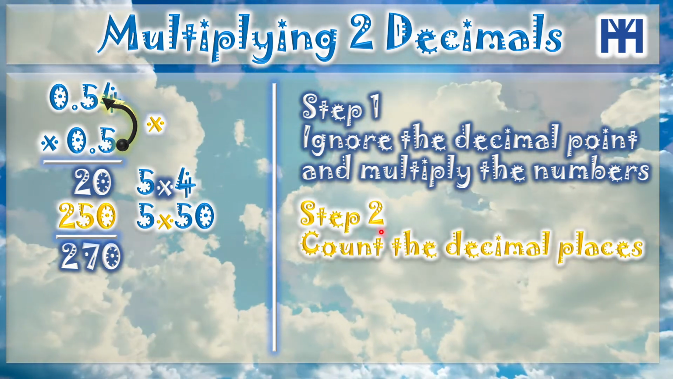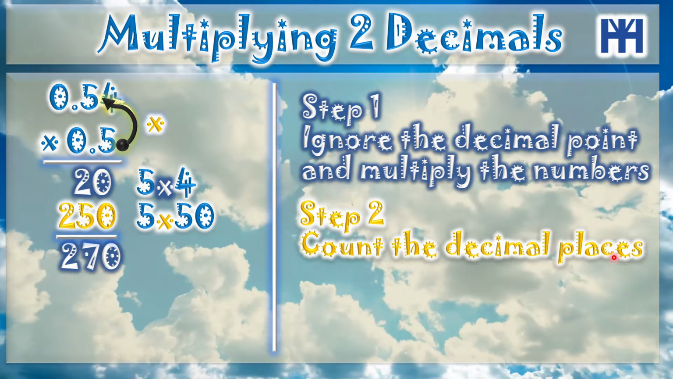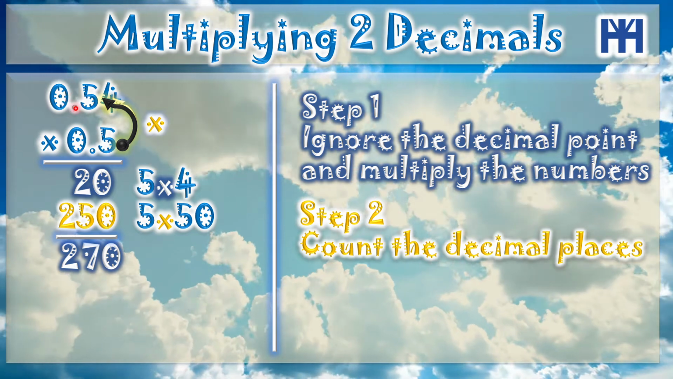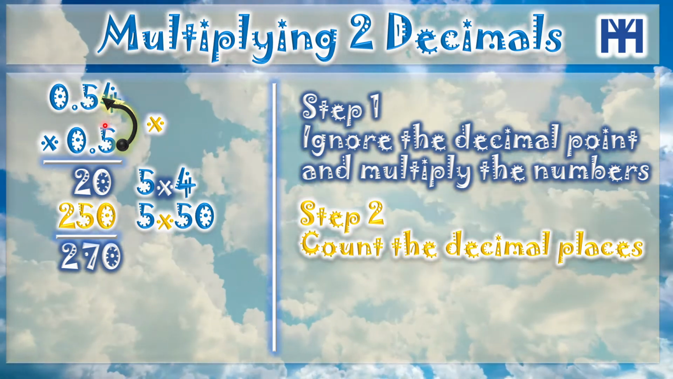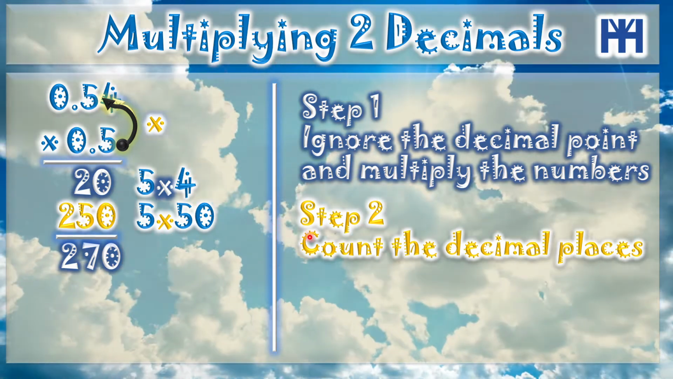So here comes step 2. Count the decimal places, or the numbers, all of the numbers after the decimal point. So 1, 2, and 3. So we have 3 numbers after the decimal point.